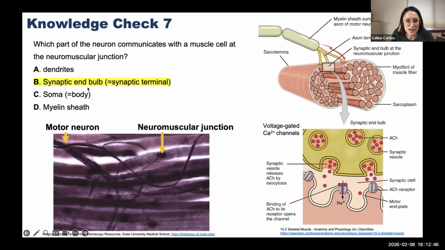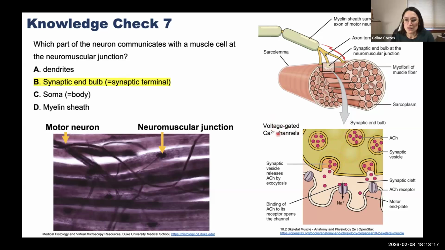So just keep in mind that this has a couple different names. Sometimes it's called synaptic end bulb, sometimes it's called synaptic terminal. That's referring to the same thing. And this is really just the very end of an axon that is kind of bulbous in shape. And this is the portion of the neuron that contains neurotransmitters. So neurotransmitters are just those chemical signals that allow neurons to communicate with other cells.